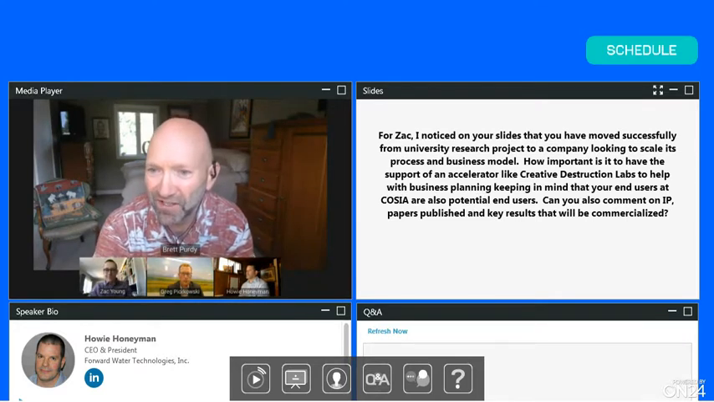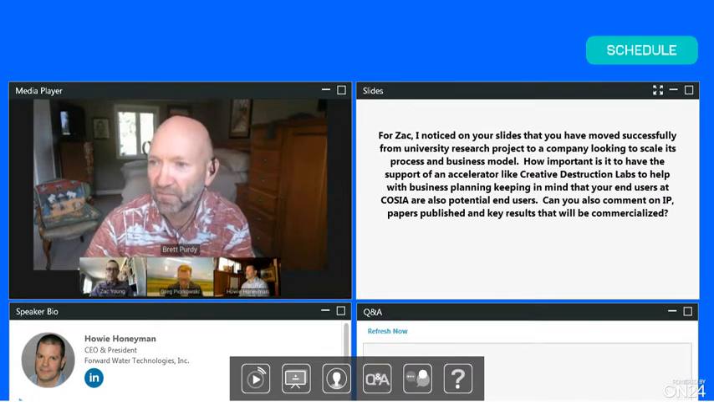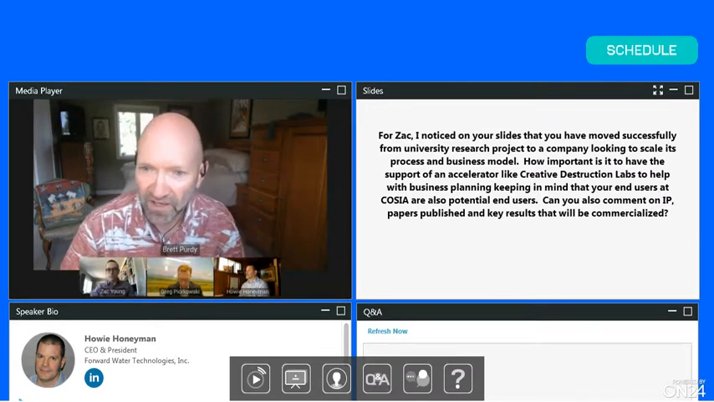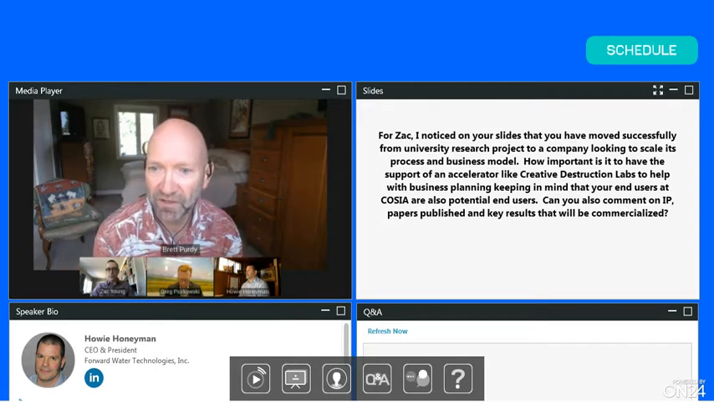So I noticed on your slides that you have moved successfully from university research to a company looking to scale its production and business model. So how important is it to have the support of an accelerator like CDL, or Creative Destruction Labs, with the business planning model that they provide for you, keeping in mind that the end users are COSIA, as an example?